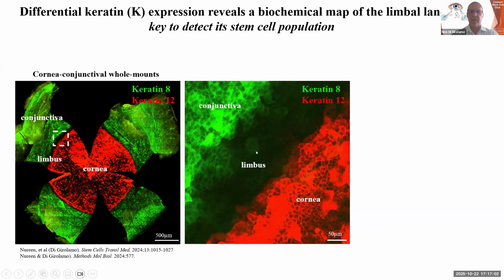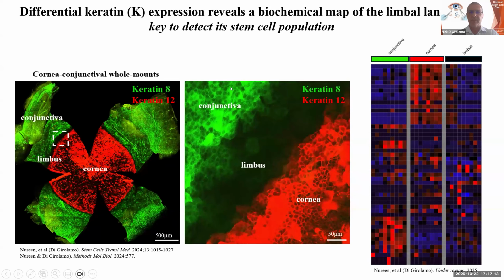And you can see that the limbus is not staining for either of these two markers. So that's great for us because now we've been able to detect the genetic signature of all these green cells, the conjunctival cells, all the red cells, the corneal cells, and all the limbal cells, with the hope that we may be able to find better markers for these cells.